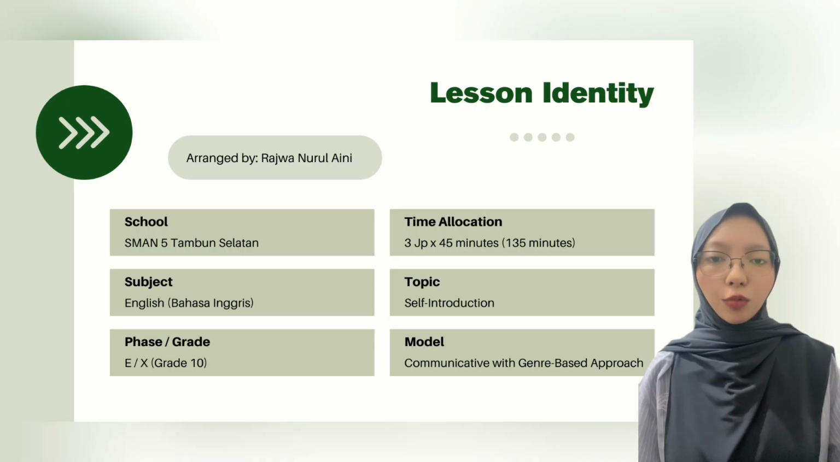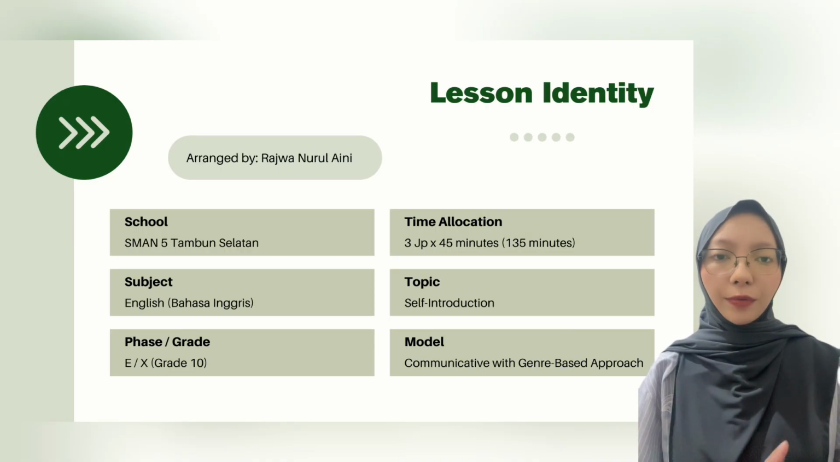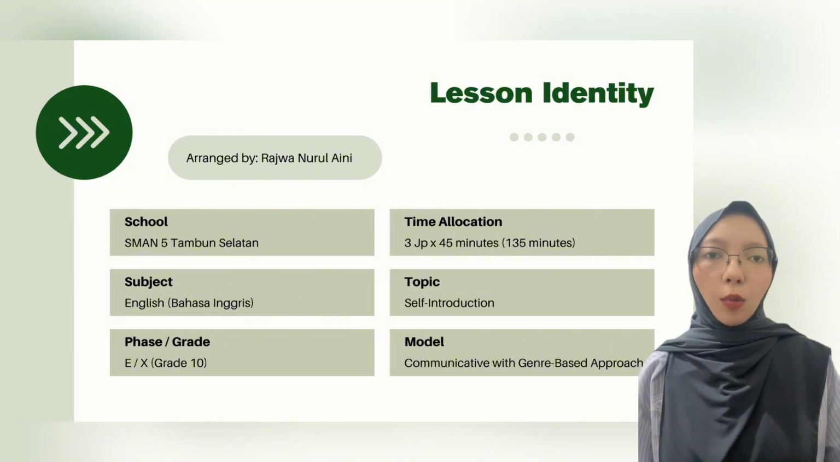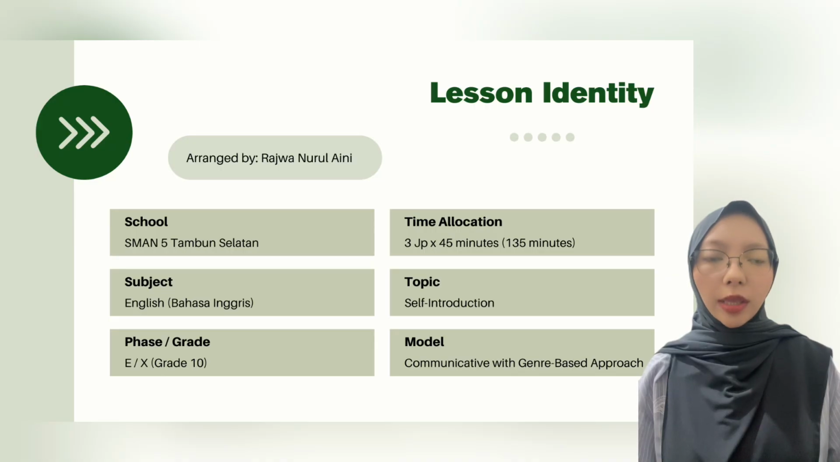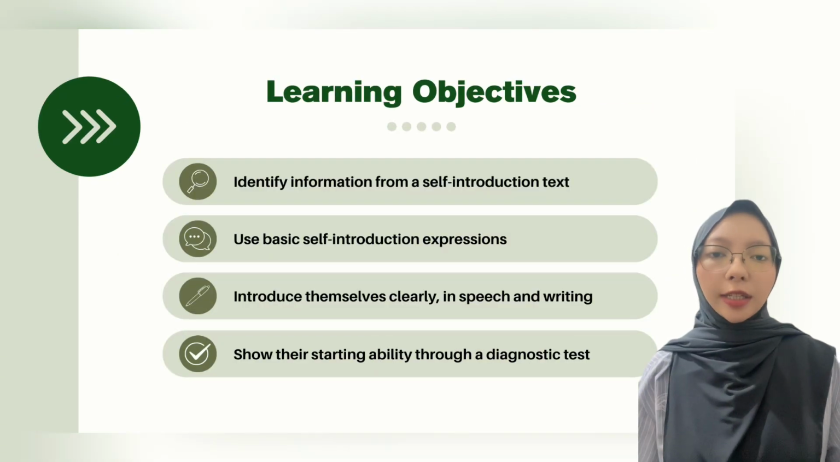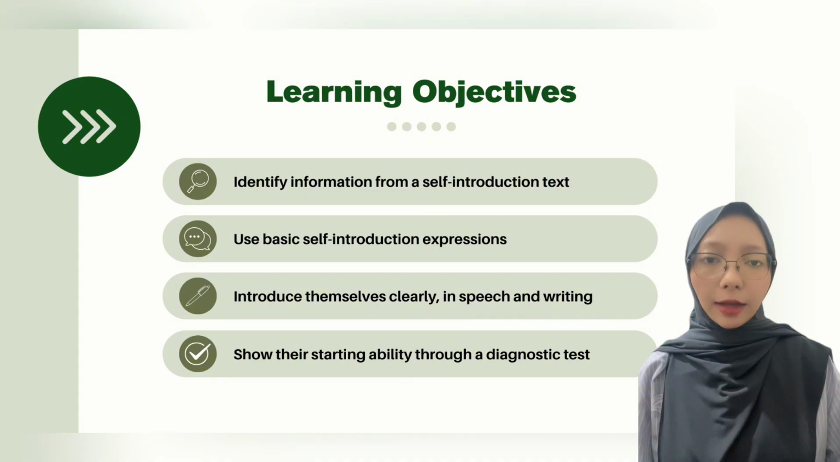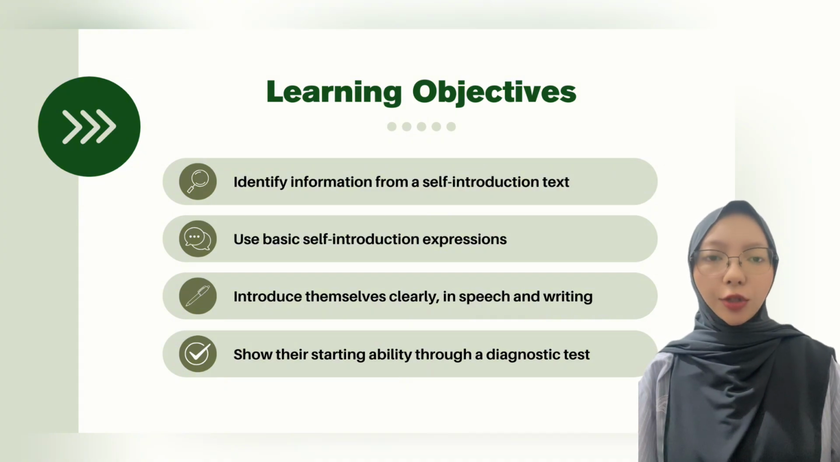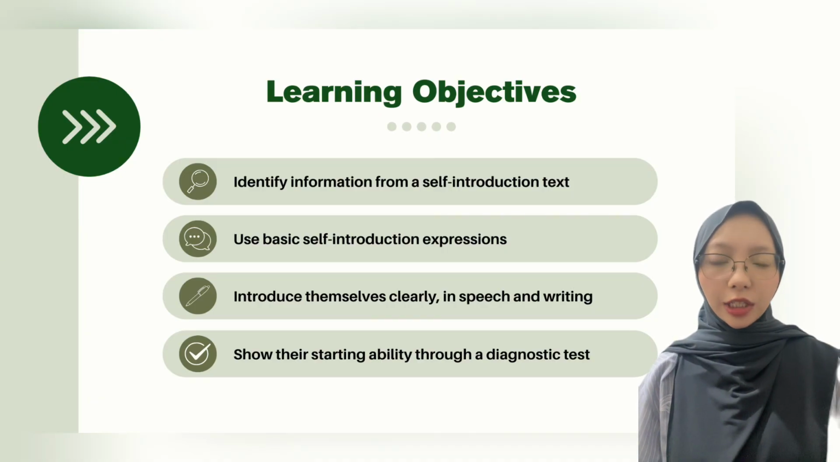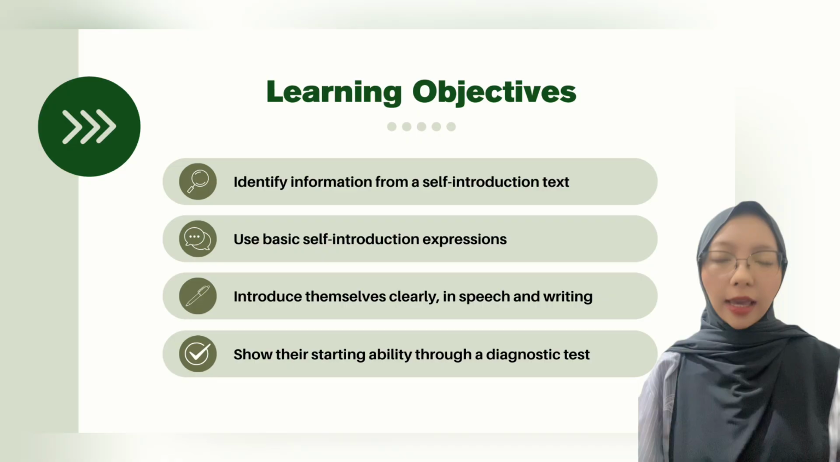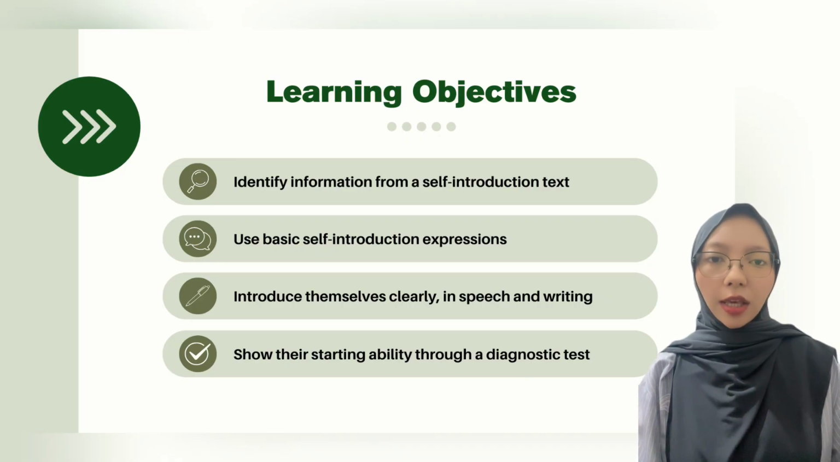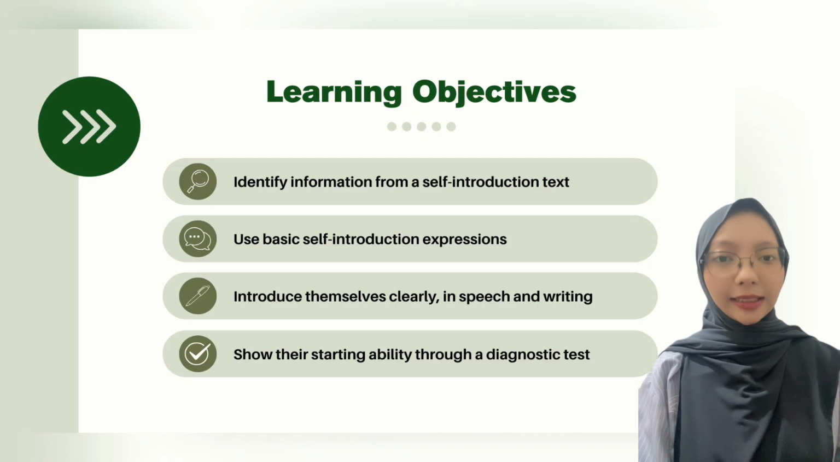The time allocation is 3 JP times 45 minutes, meaning I have a solid 135 minutes. The topic is self-introduction by using a communicative model with a genre-based approach. And for this 135-minute class, I set 4 clear goals. By the end of the meeting, students should be able to: first, identify information from a self-introduction text. Second, use basic self-introduction expressions correctly. Third, introduce themselves clearly in both speaking and writing. Fourth, show their starting ability through a quick diagnostic test.